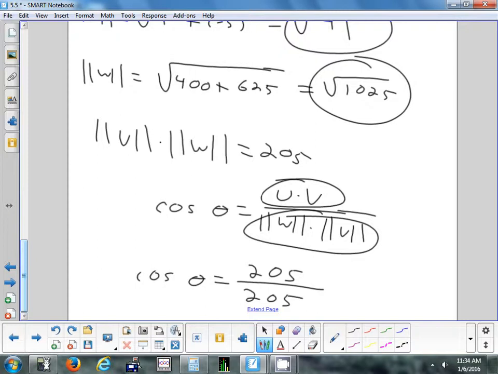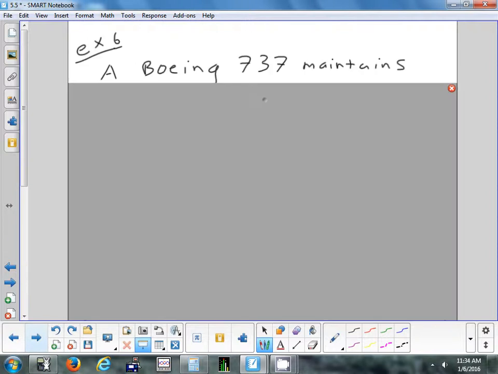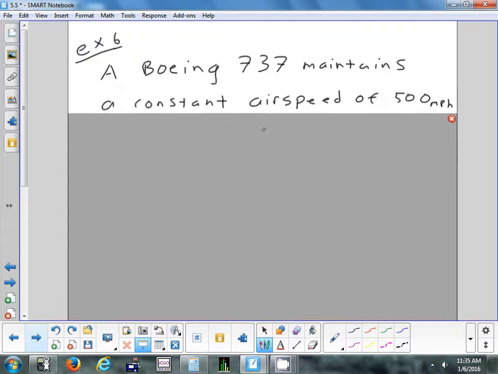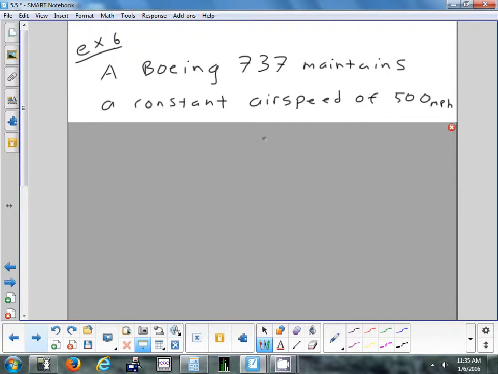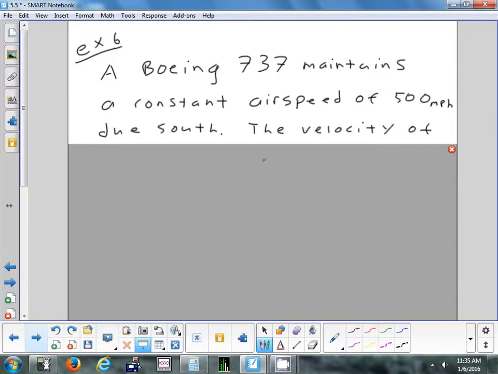Any question on how we figure out if two vectors are perpendicular or parallel? All right, last problem for today. Yes, sir. In this problem, we have a plane maintaining an airspeed of 500 miles an hour south.